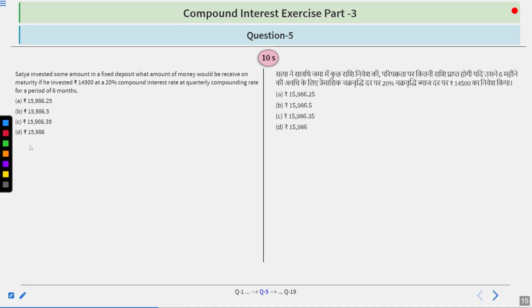Next, Satya invested some amount in a fixed deposit. What amount of money would be received on maturity if he invested rupees 14,500 at a 20% compound interest rate at quarterly compounding for a period of 6 months? And the options are: option A, rupees 15,986.25; option B is rupees 15,986.5; option C is rupees 15,986.35; and option D is rupees 15,986. These are the options. And I'm giving you 10 seconds to find out the correct answer. After that, I will do the solution.